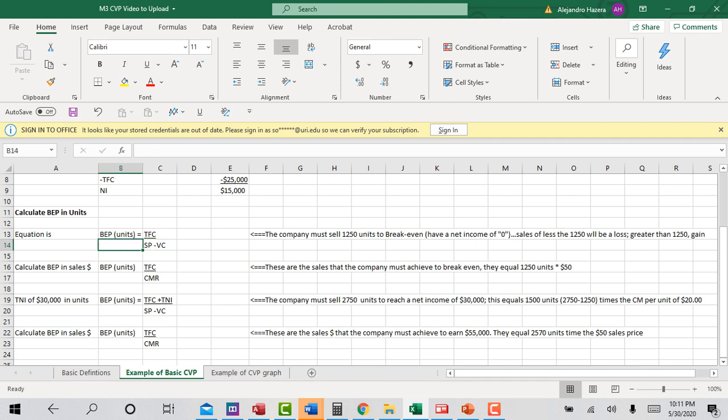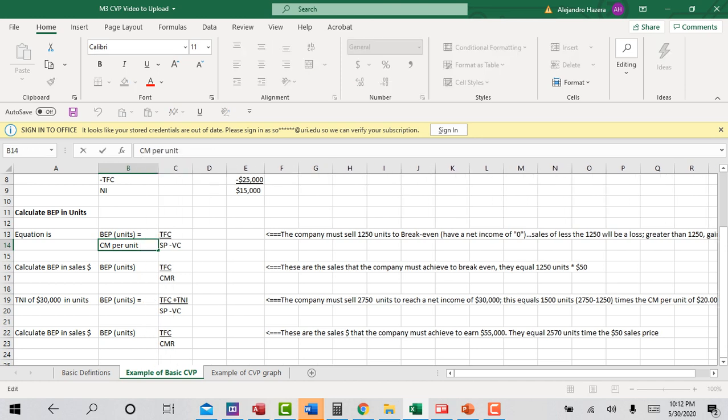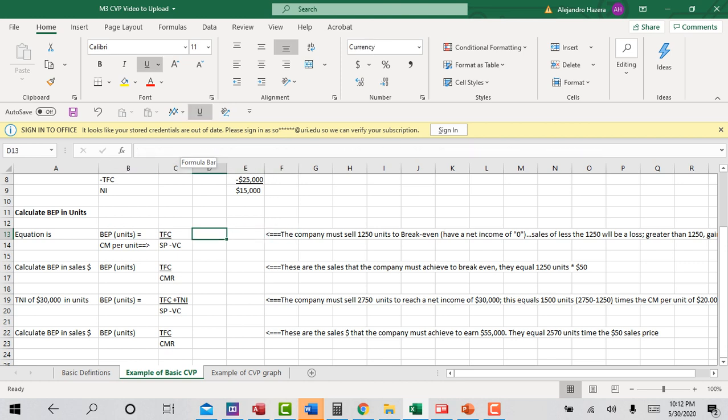Okay, and this really is, I'm going to write in here, your contribution margin per unit. Just to be specific about that, what I'm saying is that the denominator is your contribution margin per unit. So what this is going to give you is the break-even point in units, which is the number of units you have to sell in order to cover your fixed costs.